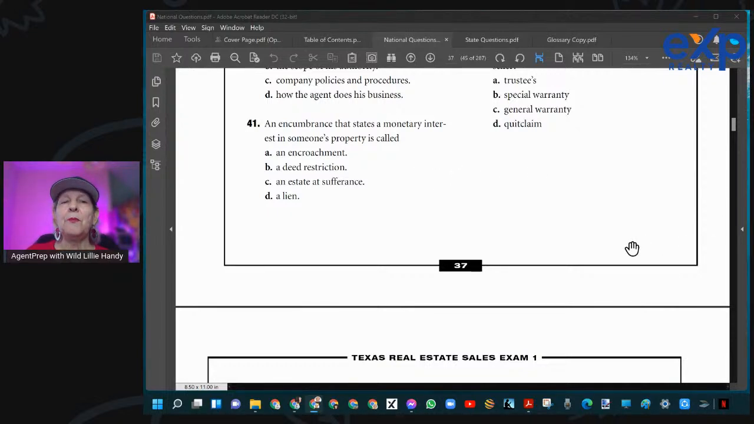So an encumbrance that has monetary, a dollar value, okay, interest on that property is a lien. It's attached to that property. It is a financial lien.